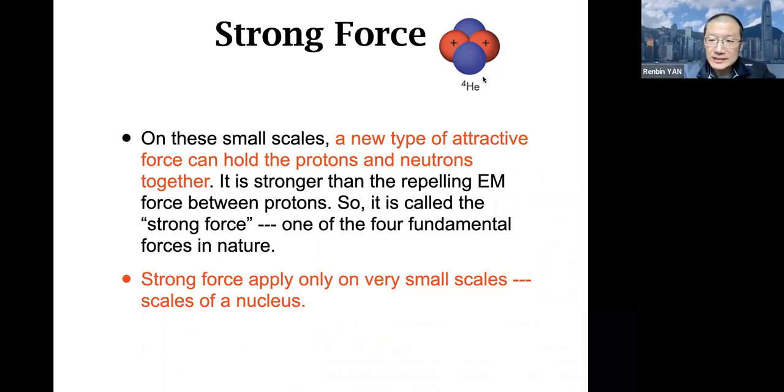Remember the Powers of 10 movie, and that the nuclei of atoms are tiny. On those tiny scales, a new type of attractive force called the strong force can hold the protons and neutrons together. It's called the strong force because it's even stronger than the electric force between protons. The electric force between protons is trying to push them apart, but it's not as strong as the attractive strong force between them. So that's how the 2 protons can be held together. But it only applies on very small scales, on the scale of the nucleus.